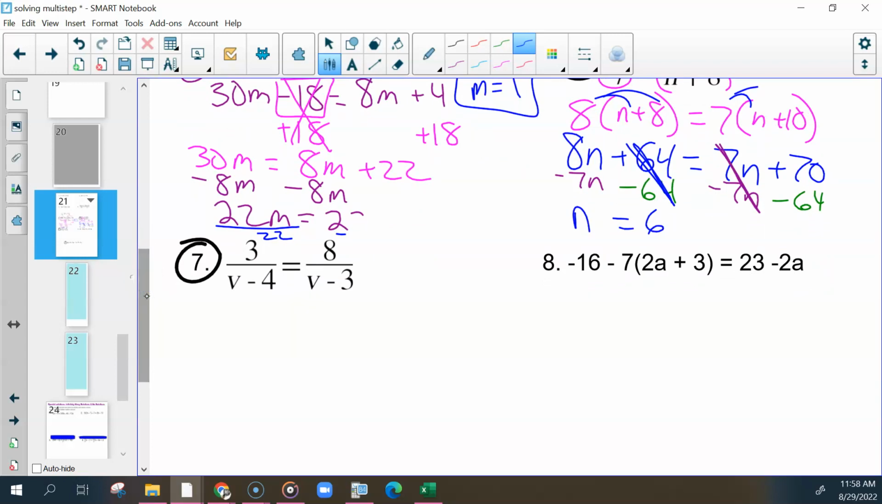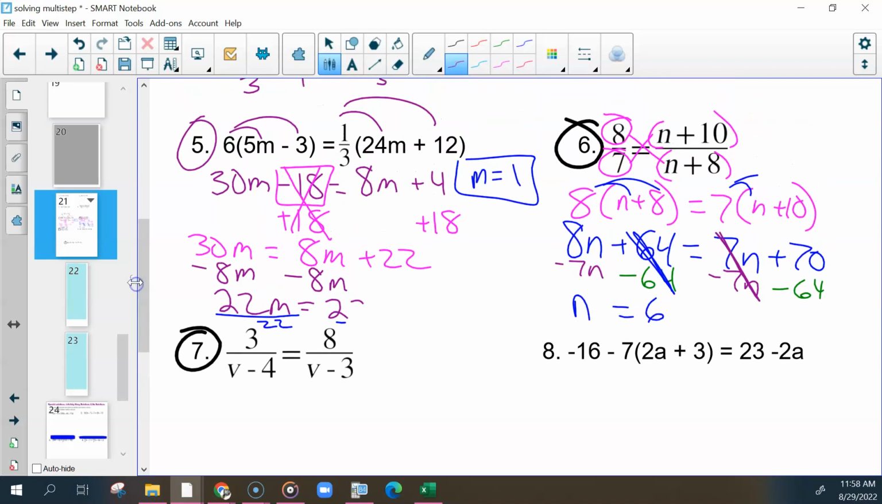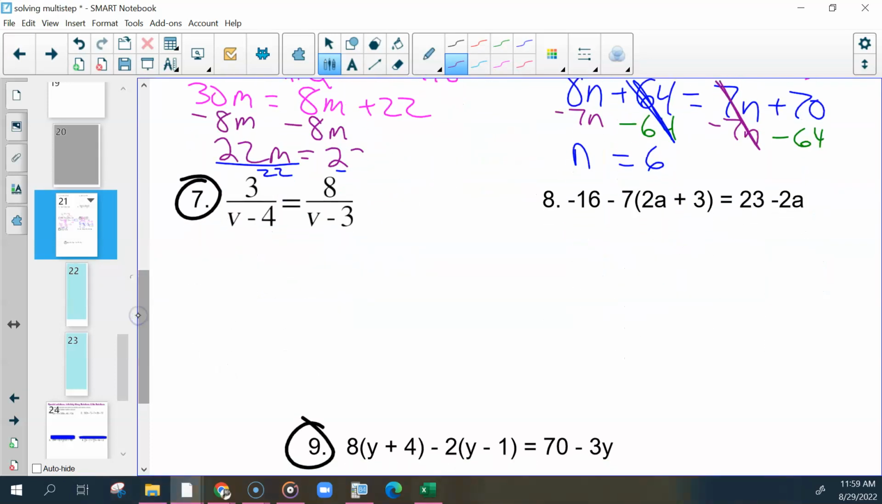7 is very similar. We have another equation with fractions, or we have ratios or proportions. How would we start this? Do across the equal sign or do we crisscross it? Crisscross it. We're going to multiply 3nb minus 3, and then 8nb minus 4.